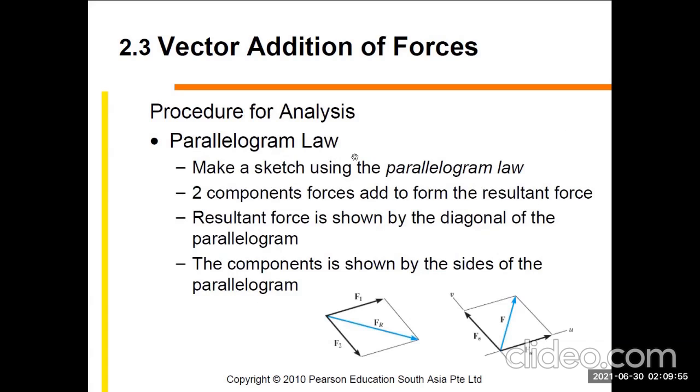So the procedure for analysis of the parallelogram law: make a sketch using the parallelogram law. Two component forces add to form the resultant force. The resultant force is shown by the diagonal of the parallelogram, and the components are shown by the sides of the parallelogram. If this is my resultant, this one and this one are the components. If this is my F, and I take the projection on the U axis, this is the F sub U component. If I take the projection on the V axis, this is my V component.